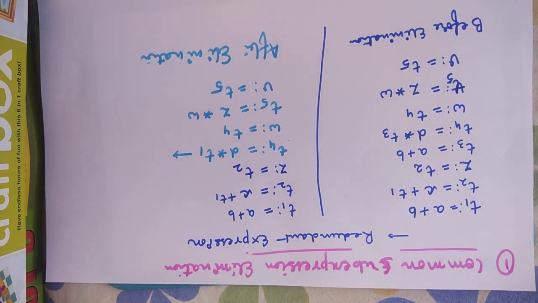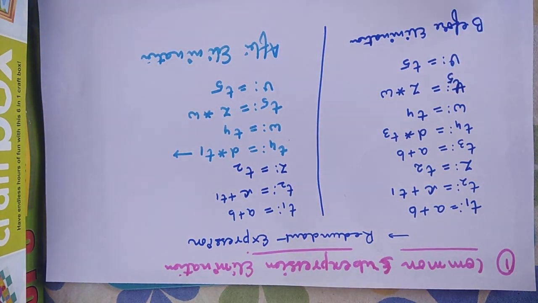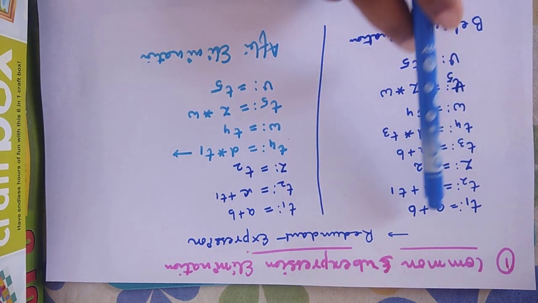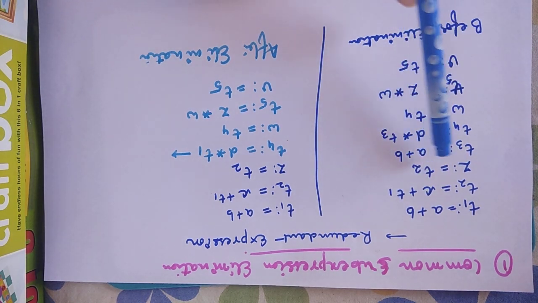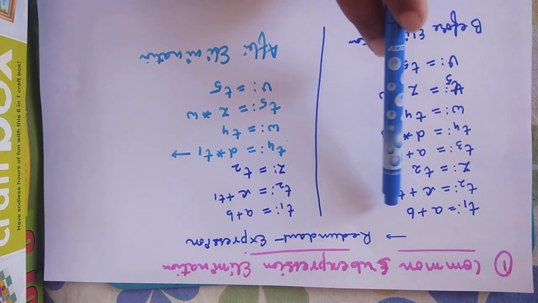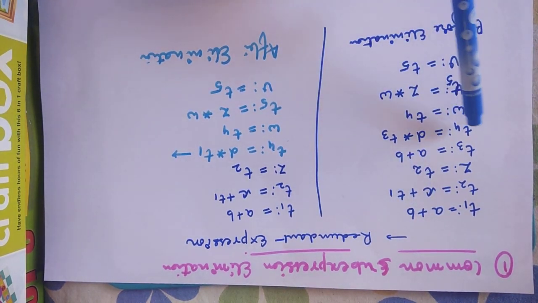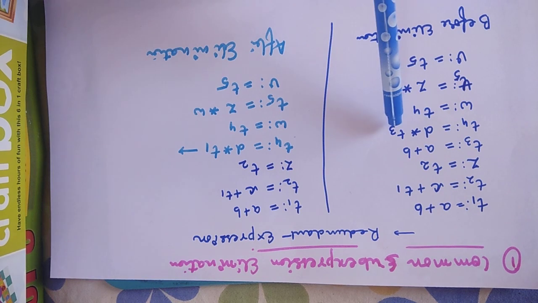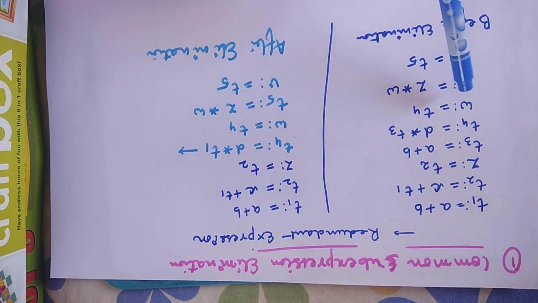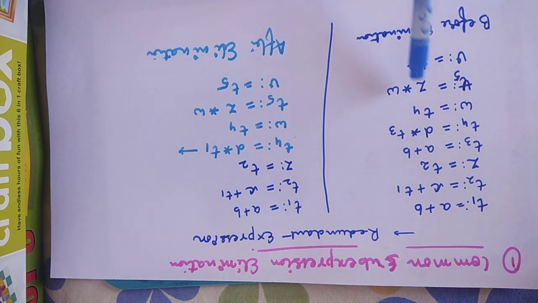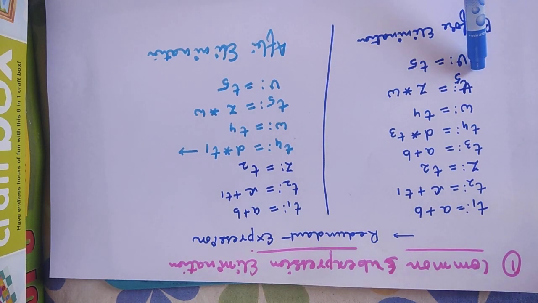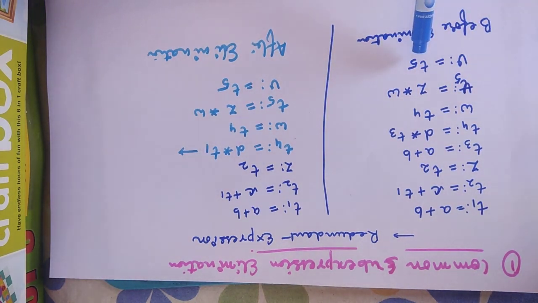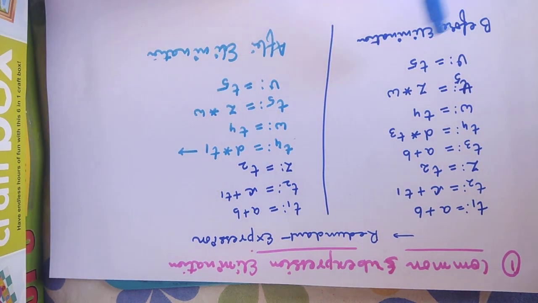Let's say we have the 3 address code of some program. T1 equals A plus B. T2 equals C plus T1, where we are again adding C to this A plus B. Z equals T2. Then if we again compute A plus B, T3 equals A plus B, T4 equals D into T3. Then we assign the value of T4 to W. Then we find the multiplication of Z into W, put that into a temporary variable T5, and then assign the value of T5 to V.